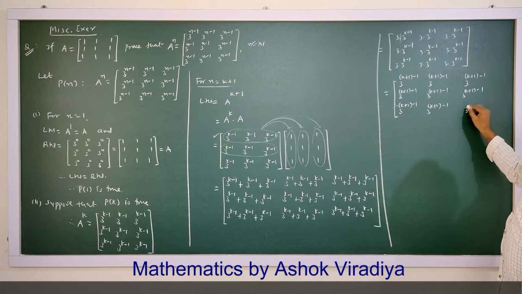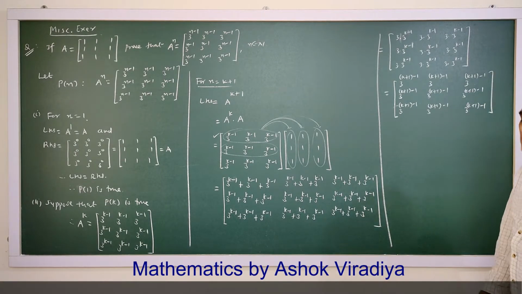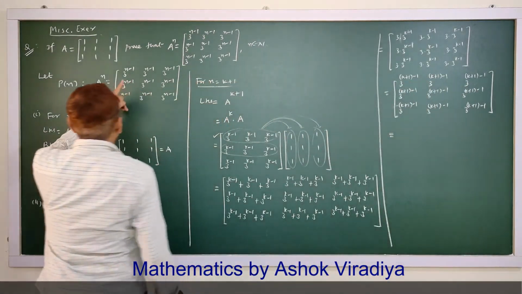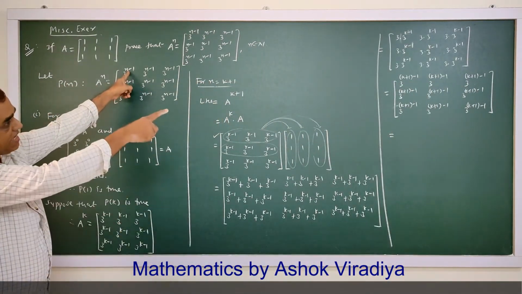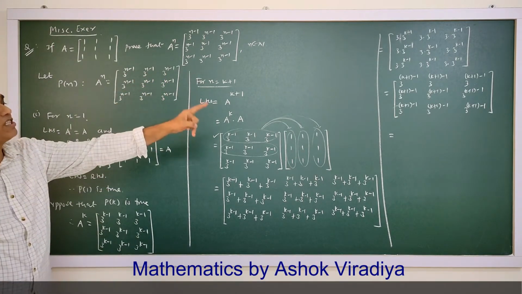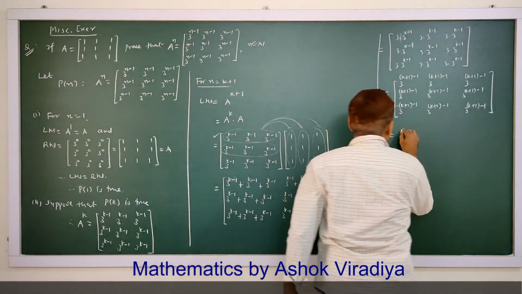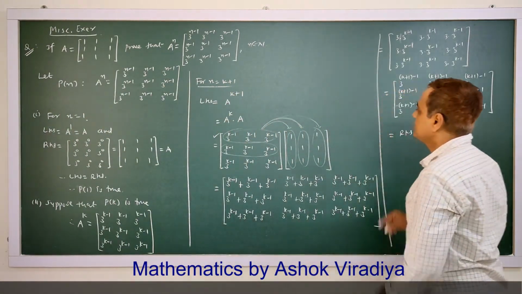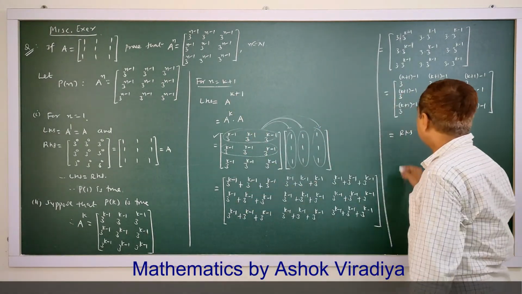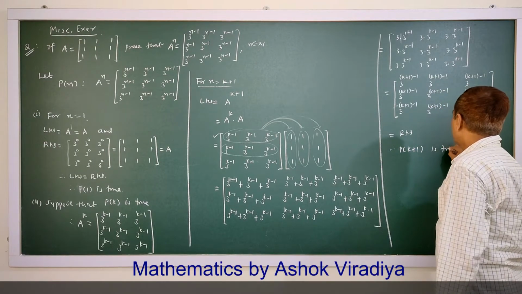So all entries are the same, and you can see that here n is replaced by k plus 1. Everywhere n is replaced by k plus 1, so that is the right hand side for n equal to k plus 1. This is RHS for n equal to k plus 1. Therefore, the statement is true for k plus 1.